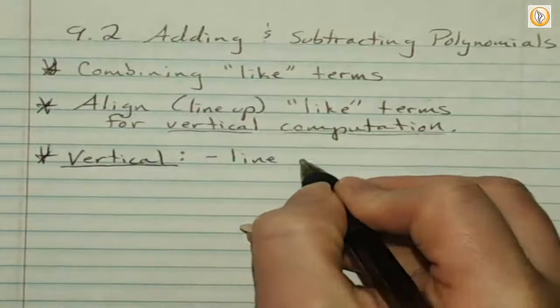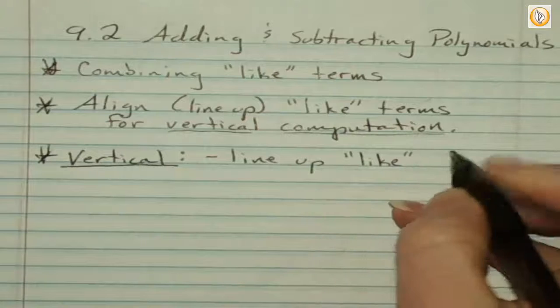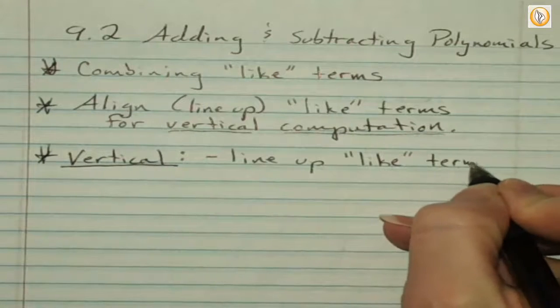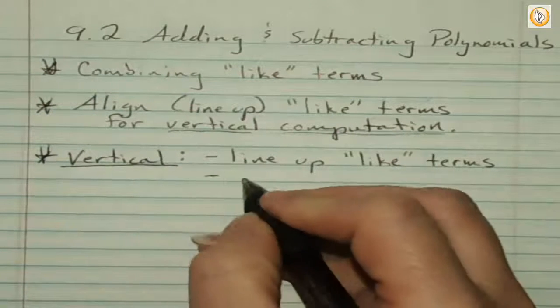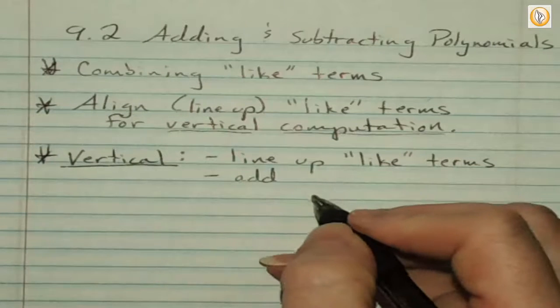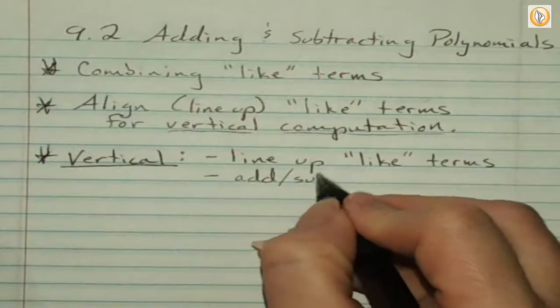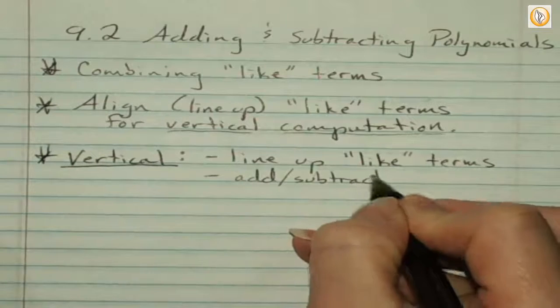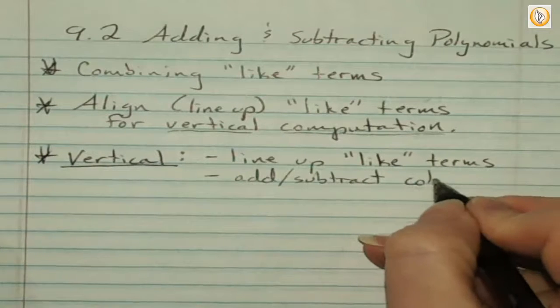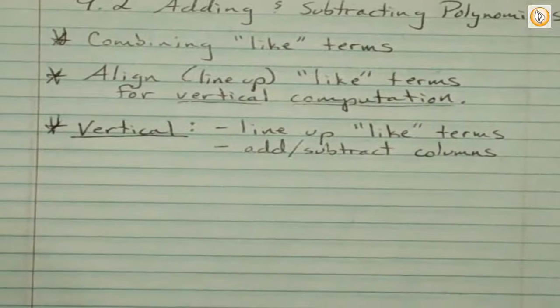you're going to line up like terms, Fran's right, and then you're going to add columns. Add or subtract columns. I'll give you an example in a little bit. So vertical, we're going to line up like terms.